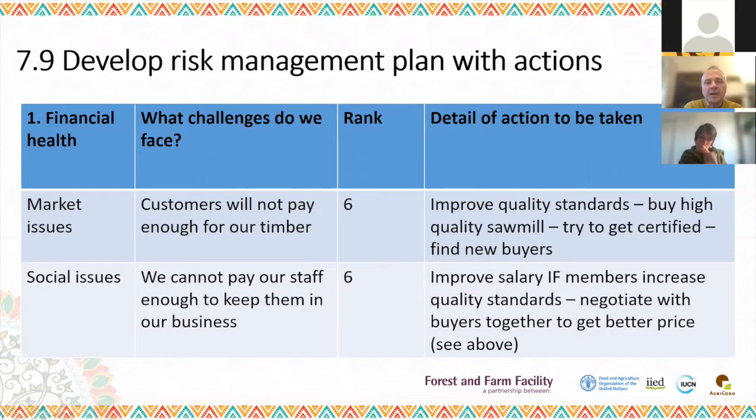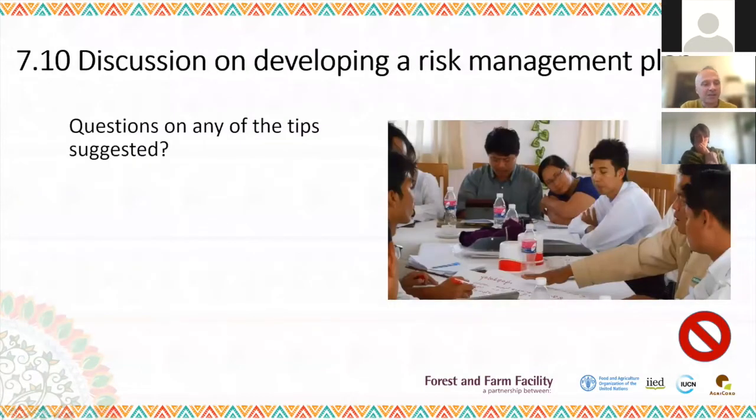Or we can't pay our staff enough to keep them in our business. We can improve the salary, but only if the members agree to meet these quality standards. So we're going to develop quality standards for timber production. If you're a member, you have to abide by them. And then we're going to invest together to have a quality sawmill and try and get certified so that we can get better price, and then we can pay our members more for their timber. Do you see what I mean? So you're developing an integrated action plan that is tackling your top ranked risks.